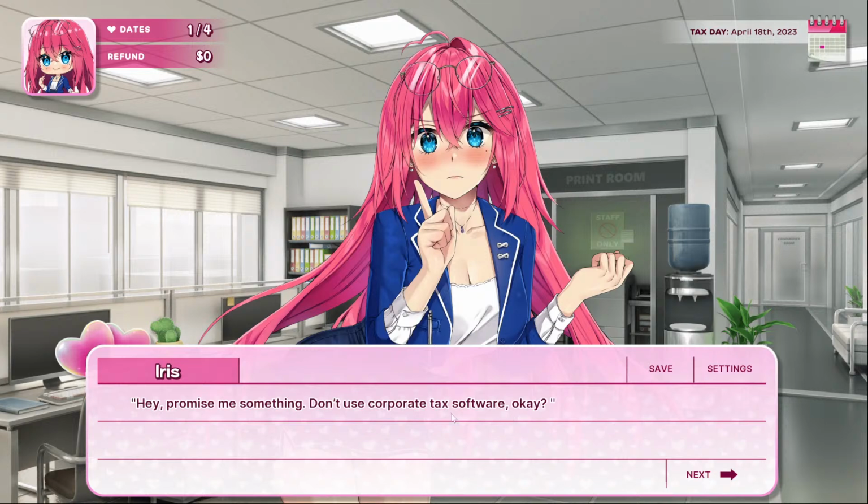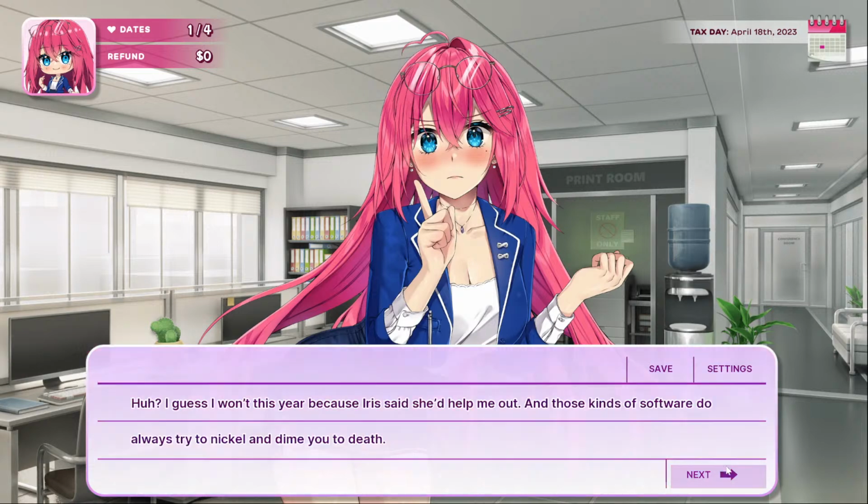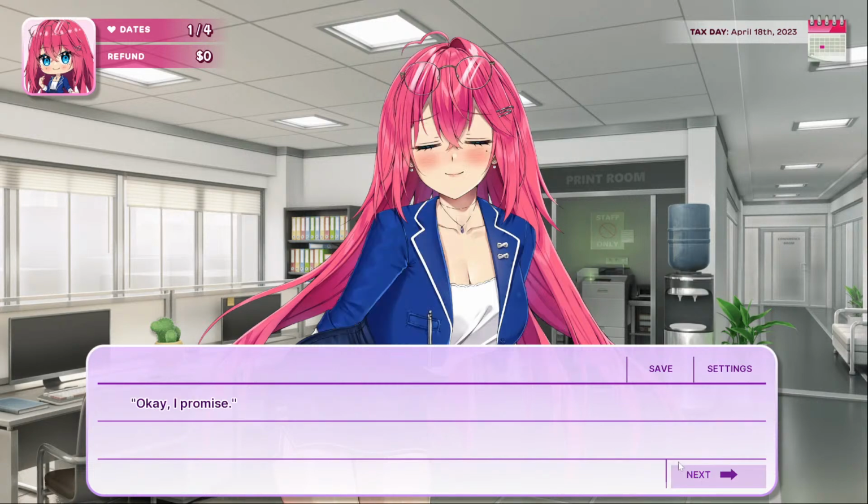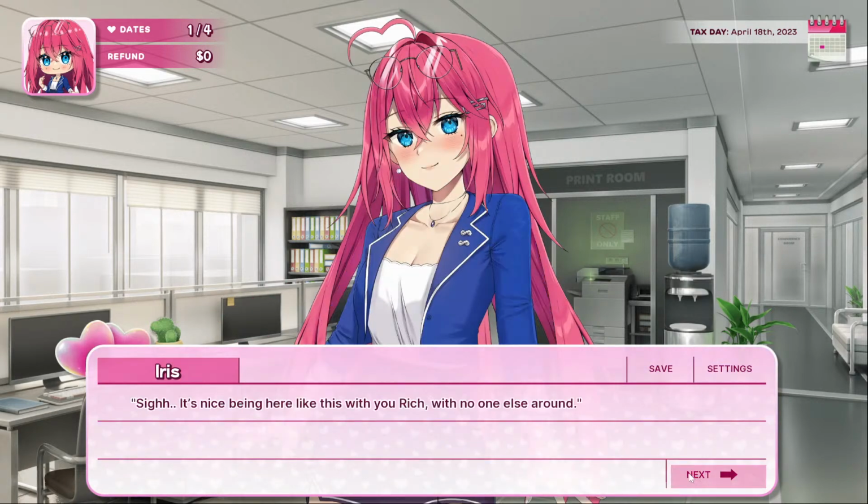Oh, I'm an accountant. Well, I haven't used it for tax stuff, but I have used accounting software, not tax software. Okay, I guess I won't this year because Iris said she'd help me out, and those kinds of software do always try to nickel and dime you to death. Somehow Iris is making it sound more serious than I thought. Okay, I promise. Good.